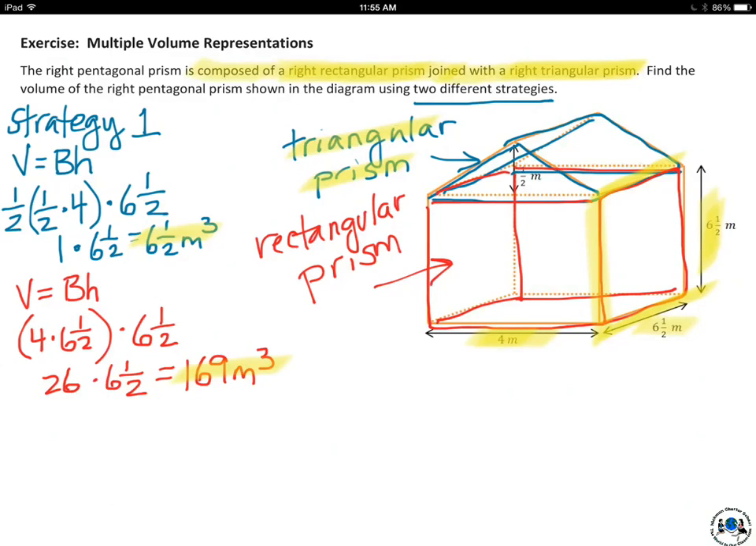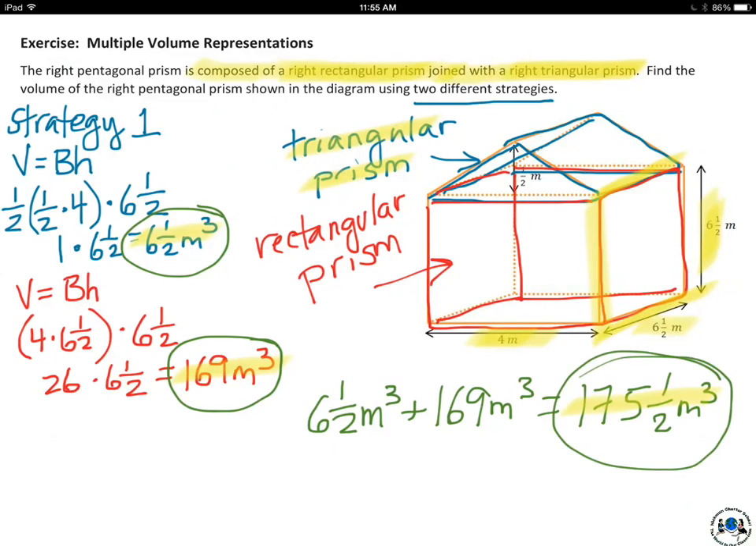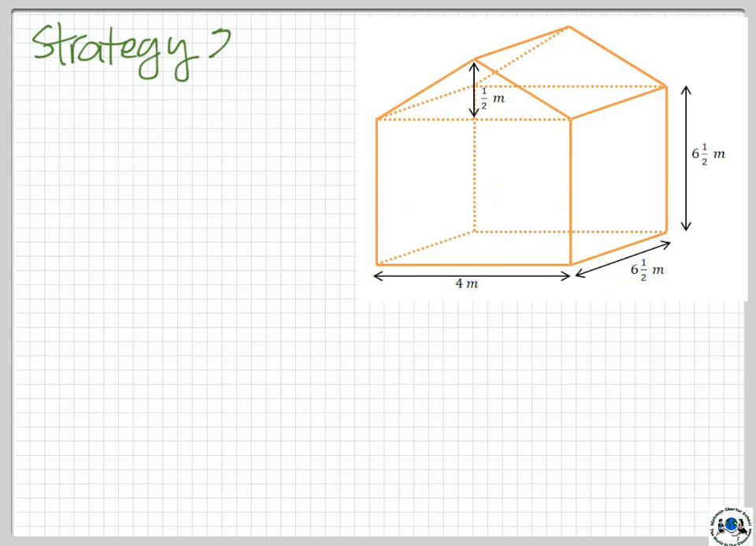Now we have these two, and we're going to add them together. If we add 6.5 cubic meters plus 169 cubic meters, we get a total of 175.5 cubic meters for the volume of that right pentagonal prism. We've used the strategy of decomposition, taking it apart.